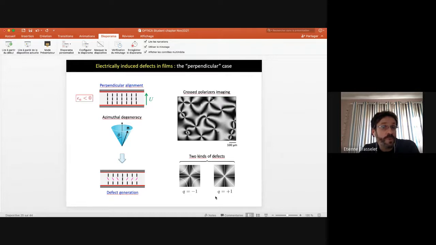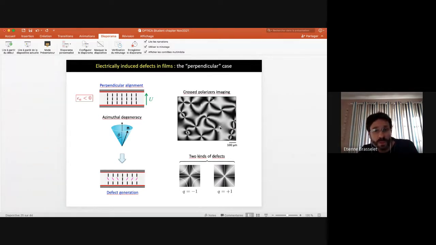So for doing that, we were using planar substrates, no longer droplets, so films of liquid crystals, initially oriented in such a way, perpendicular alignment of the director field with respect to the substrates, with negative anisotropy. And in that case, if you place a voltage difference between the two substrates, you will have reorientation in a perpendicular way with respect to the generated electric field. And since there is azimuthal degeneracy, because you start with a perpendicular alignment, it can go in a perpendicular direction, but with all azimuthal directions. And at some places, you will have defects.